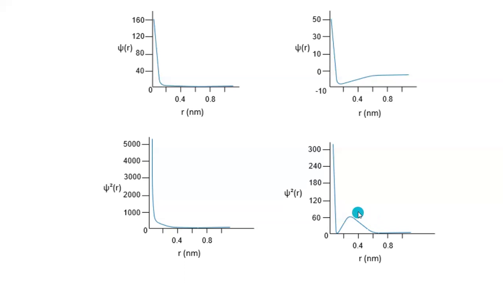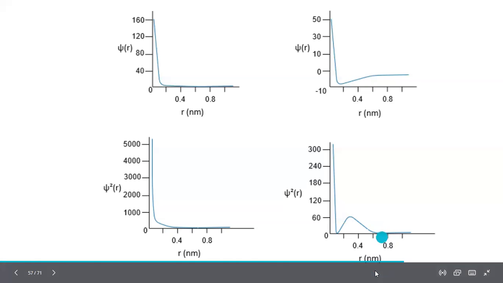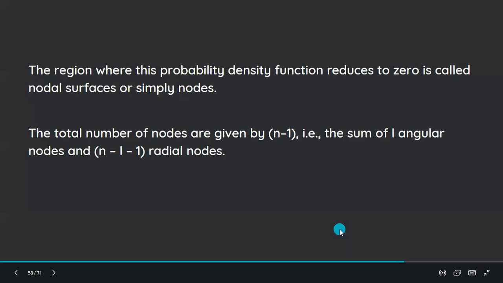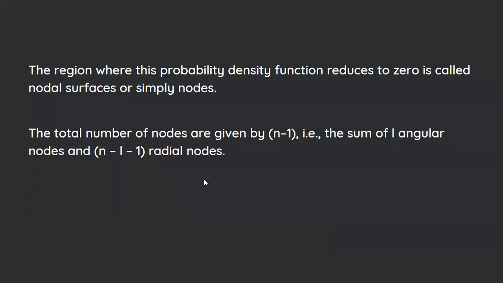Now, this region where the probability density function reduces to 0 is called the nodal surface, or nodes. For an ns orbital, there are n minus 1 nodes. So the number of nodes increases with the increase in principal quantum number. The number of nodes for 2s was 1, whereas the number of nodes for 3s would be 2.